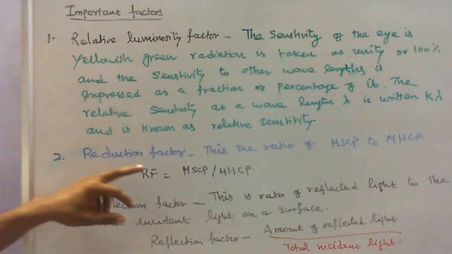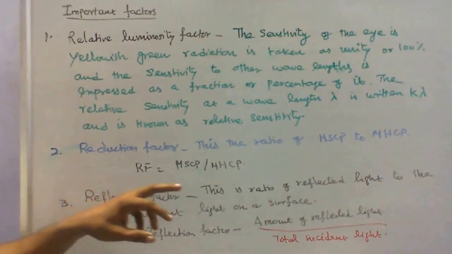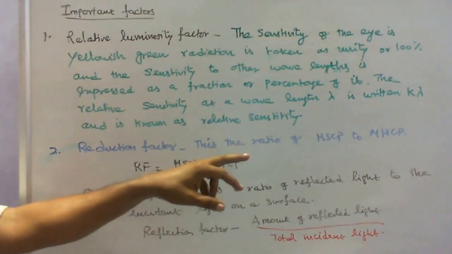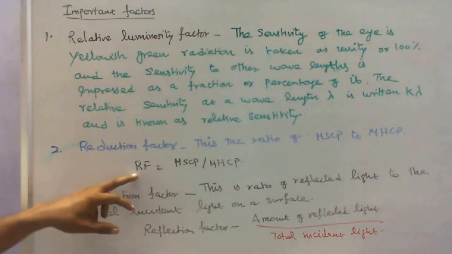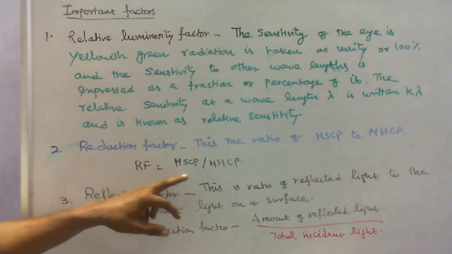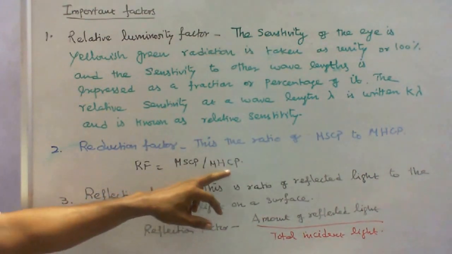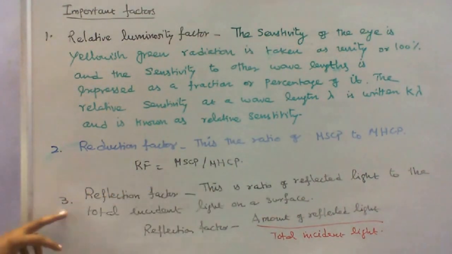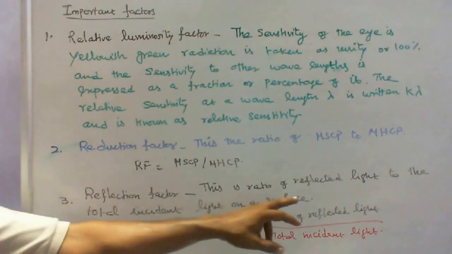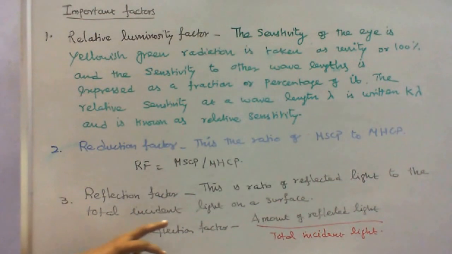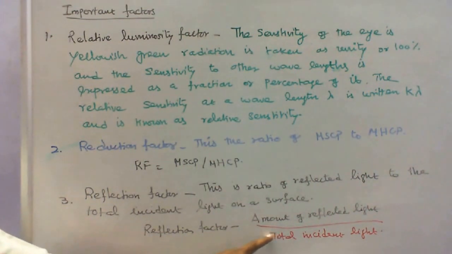Number 2, reduction factor. This is the ratio of mean spherical candle power to mean horizontal candle power. That is, reduction factor is equal to MSCP divided by MHCP. Number 3 is reflection factor. This is the ratio of reflected light to the total incident light on a surface. Reflection factor is equal to amount of reflected light divided by total incident light.